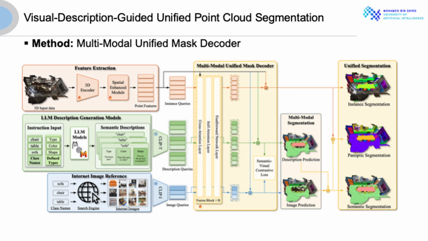This slide shows the overall framework of our method, which consists of 3 main steps. First, we extract point features and enhance global perception through the Spatial Enhancement module. Second, we construct 3 types of queries: the instance queries, the LLM-generated descriptive queries, and the image queries collected from Internet reference images. Third, we feed these queries and point features into a unified multimodal decoder, where information is fused and predictions are generated. Finally, we apply an ensemble strategy to combine results from the descriptive and image queries, achieving both accurate semantic discrimination and fine-grained detail. With this design, our method can perform semantic, instance, and panoptic segmentation simultaneously.